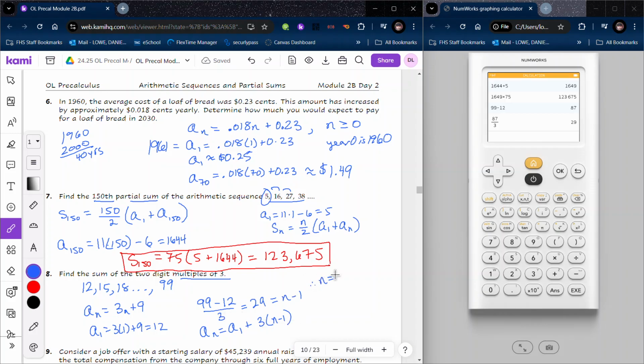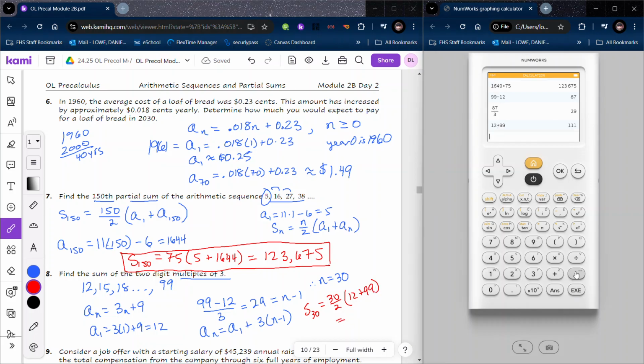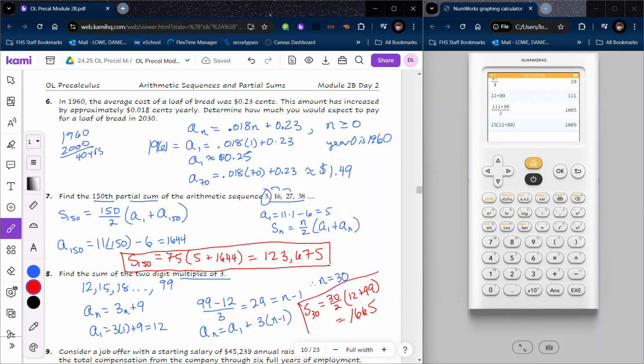So that means that n is equal to 30 in this case. So what's going to be the sum? The sum of the first 30 is going to be 30 over 2 times my first term plus my last term. All right, so 12 plus 99 times 30 divided by 2, and that gives me 1665. Of course, if I said 15 times 12 plus 99, I should end up with the same thing. How you approach it is up to you, and please make sure that it is clear where your answer is.